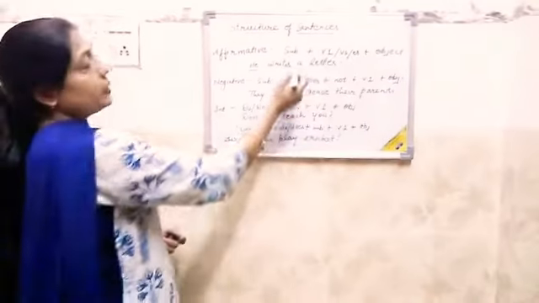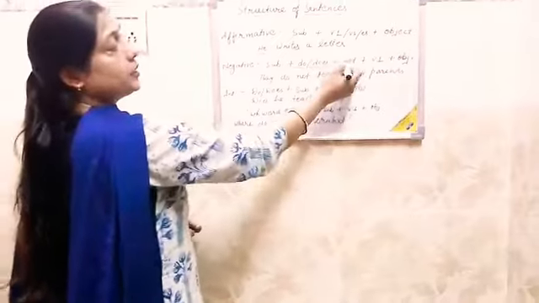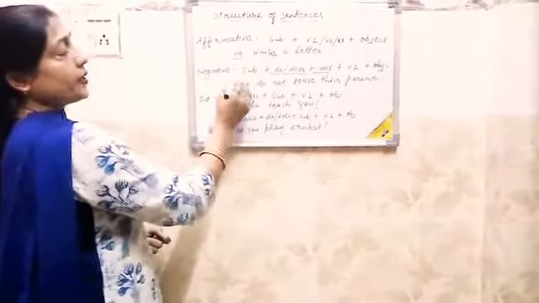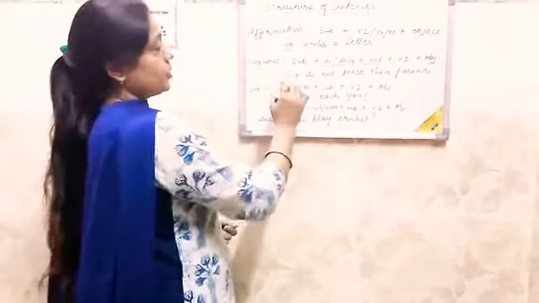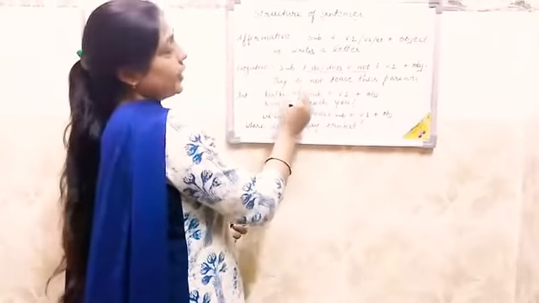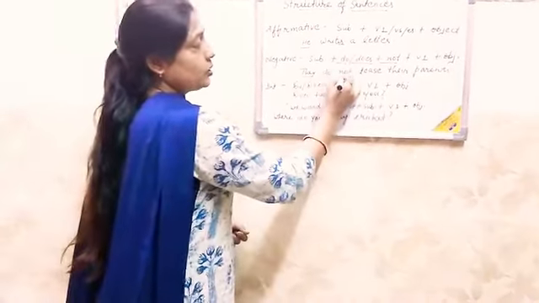In negative sentences we have to use do or does with not. Do is used with the plural subject and does is used with the singular subject. For example, they do not tease their parents. So they is a plural subject, that is why we have used do not in this.